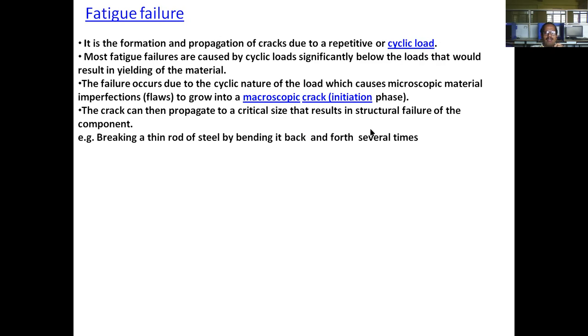So this is the example I told you just now. There is a thin steel rod bent back and forth. You can try this: bend a steel rod back and forth. The inside part that is bending is under compressive stress, and the outside part is under tensile stress. And that rod will fail at a particular cycle.